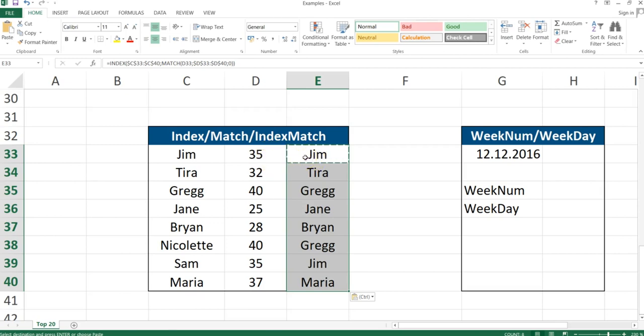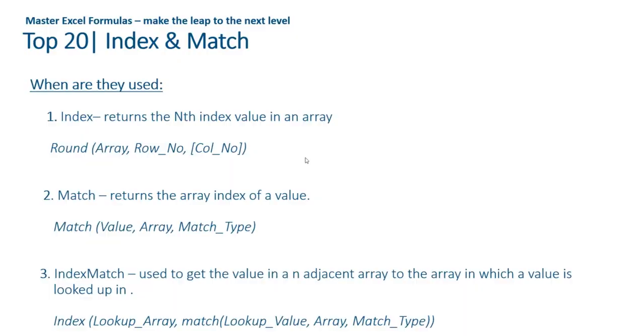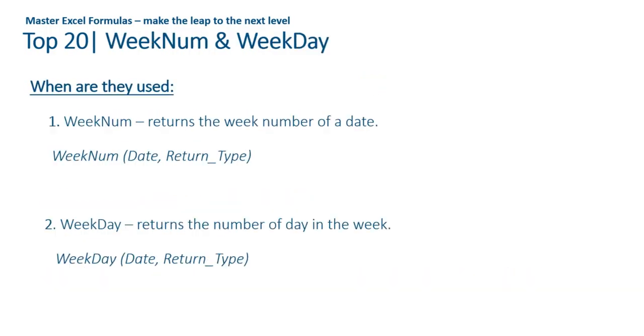Right, now let me just go back to the presentation and show you the next two formulas that we have here, WEEKNUM and WEEKDAY. So, very frequently used formulas and very useful as well. The WEEKNUM formula returns the week number of a specific date, whereas the WEEKDAY formula returns the number of the day in the week. So what we need in terms of the structure is pretty similar.